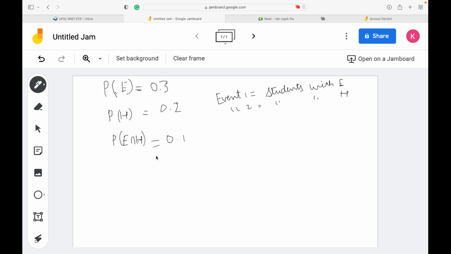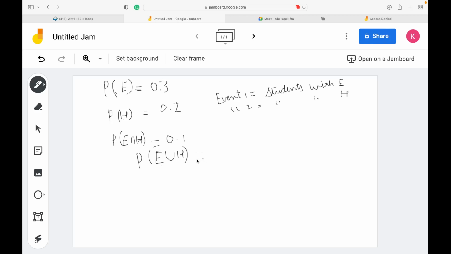And now the question is, if we select a person randomly, then what is the probability that he is offered either Hindi or English? So basically the question is about the union of these two events. We need to find a student who has either the English course or Hindi. So we want to find the probability of E union H, the union of these two events.